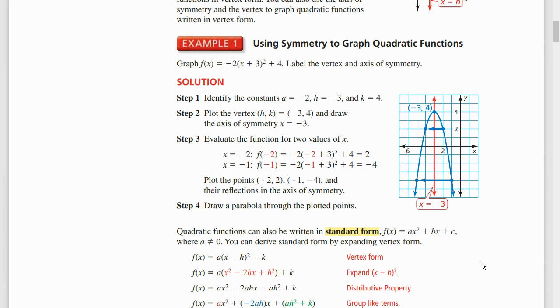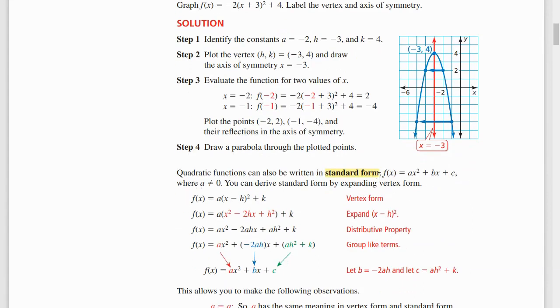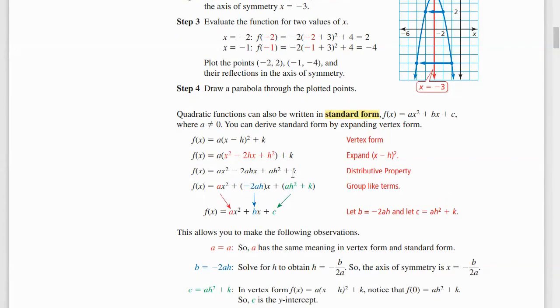There's another form of a quadratic that you're probably more familiar with. It's called standard form, and it's in the form ax² + bx + c. So there's some value a, b, and c that you can use to graph. It's not as clear cut as vertex form because you don't know the vertex, but you can see they expand some stuff out to kind of show you how this all works. But here's what we can draw from these observations.